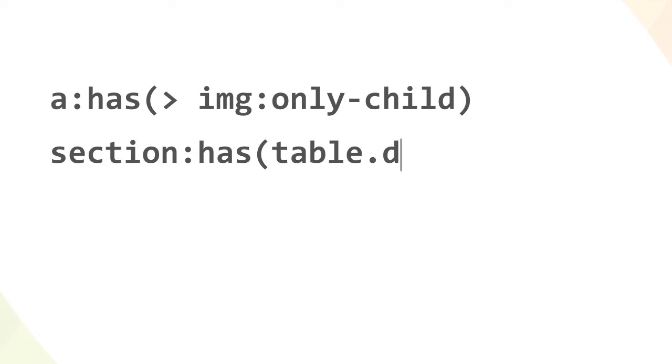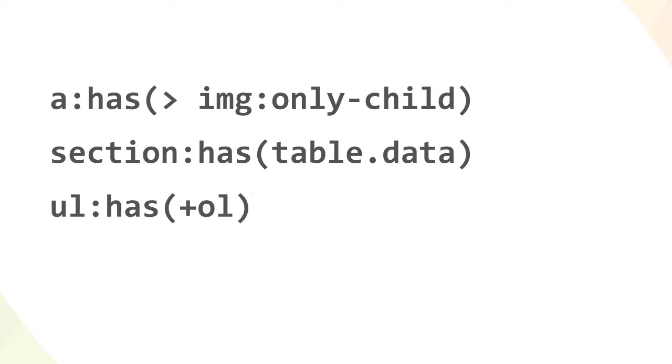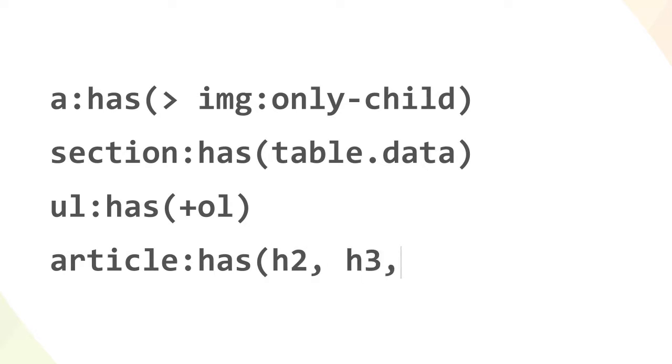Authors can style links that contain only an image as their child. They can style a section element that has somewhere within it as a descendant a table with a class of data. They can style any unordered list that is immediately followed by an ordered list. Or they can style any article element containing one of a few heading levels, only one of which needs to have a specific class.